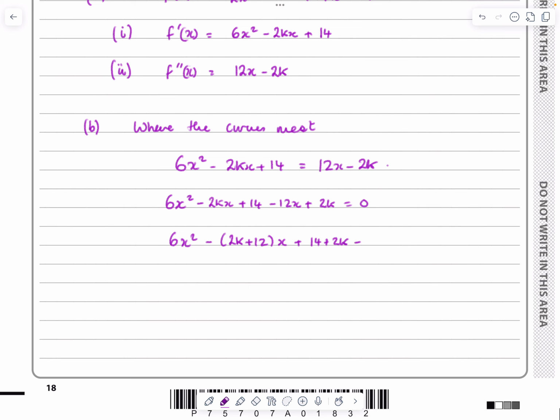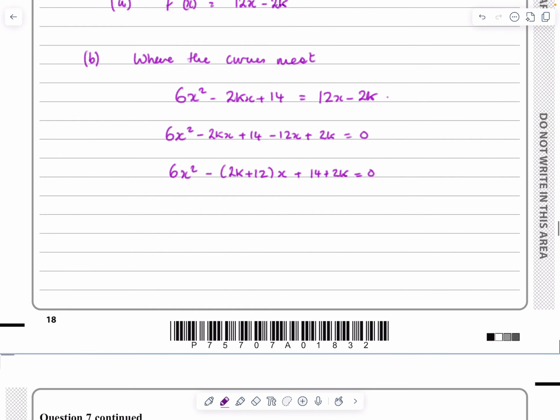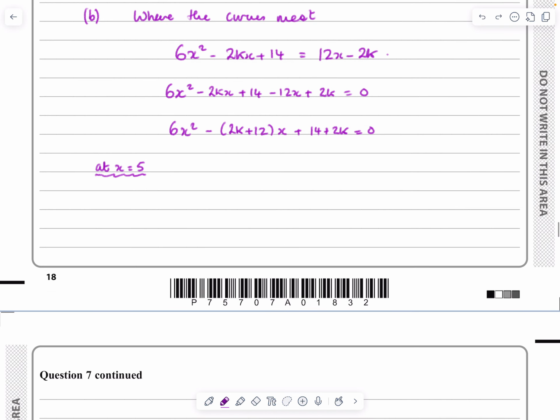You didn't need to do all that. You could have just jumped straight to this next step, which is to say at x equals 5, what do I get? And you could have plugged that in up here to get your equation. Would be a bit quicker. I'm sort of setting this up for the second part just in case I need it, or part C rather. So 6 lots of 5 squared minus 2k plus 12 times 5 plus 14 plus 2k equals 0, and work out all those values.